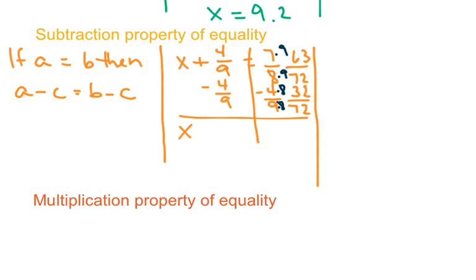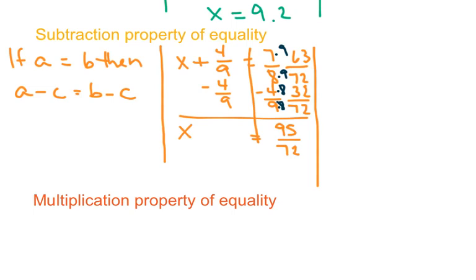Now we're ready to add. When we add fractions, we keep the denominator the same, so the denominator remains 72. And we add the numerators. 63 plus 32 is 95. So we get x equals 95 over 72.